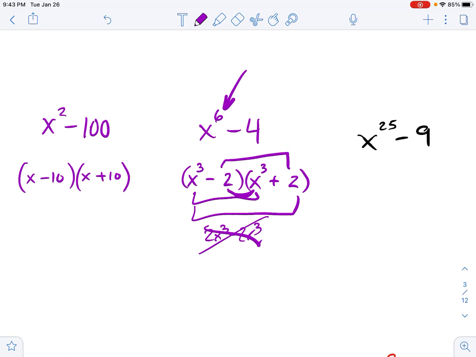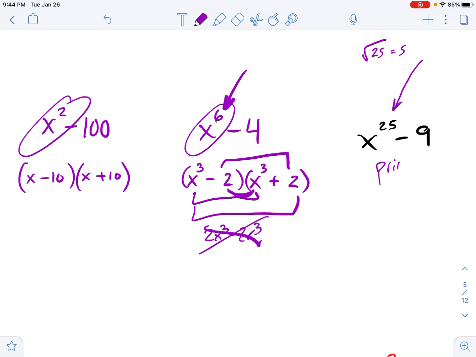In the same way that you just thought x to the 6th wasn't a perfect square because 6 is not a perfect square, I want you to realize that x to the 25th, even though yes, 25 is a perfect square, x to the 25th is not a perfect square. Perfect squares always have what kind of exponent? An even exponent. So this is considered prime. You cannot factor that.